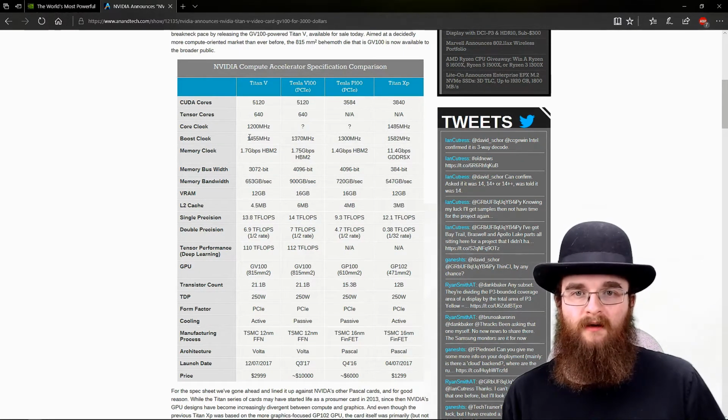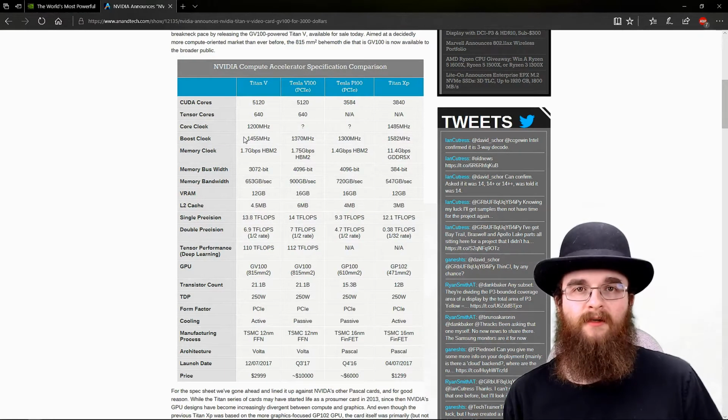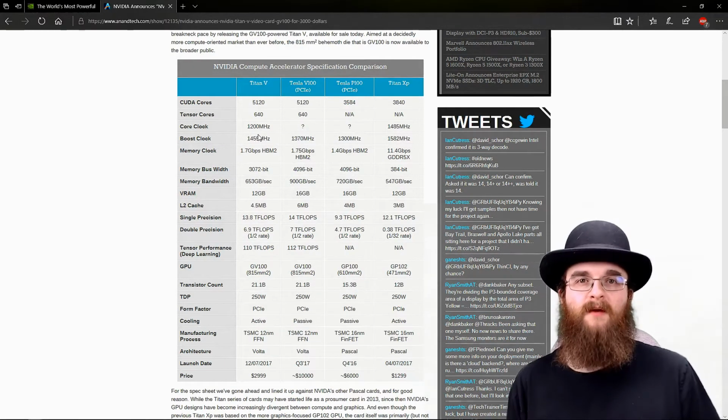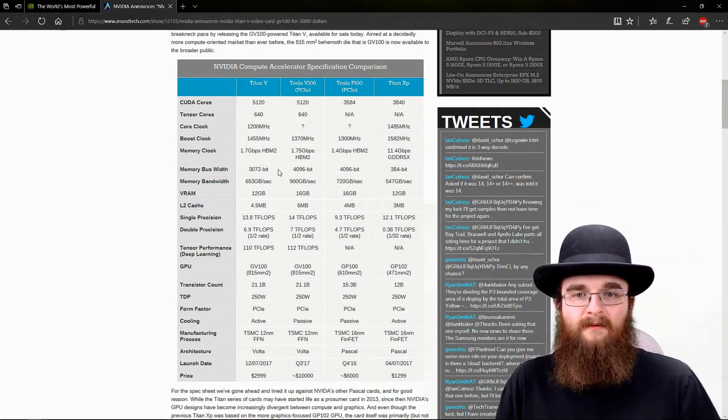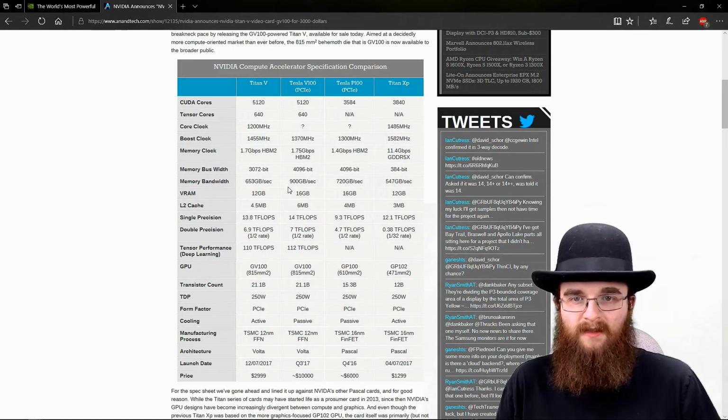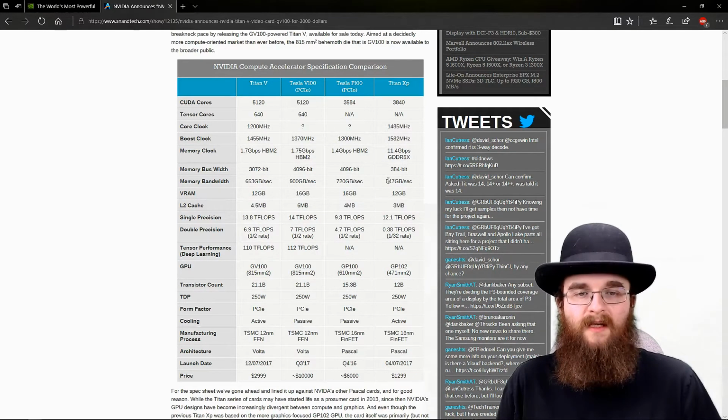The boost clock is higher than the V100. That's kind of expected, being that this is a consumer-grade card, so it's able to boost its actual GPU performance a bit. It doesn't have to have as much memory bandwidth or memory running, which means that some of that extra power can be used to bump up that clock speed a bit. 1.7 gigabits per second HBM2 instead of 1.75. A 3072-bit bus instead of a 4096, 653 gigabytes per second of memory bandwidth rather than 900 gigabytes per second, but still much higher than the TITAN XP, which was only 547 gigabytes per second.